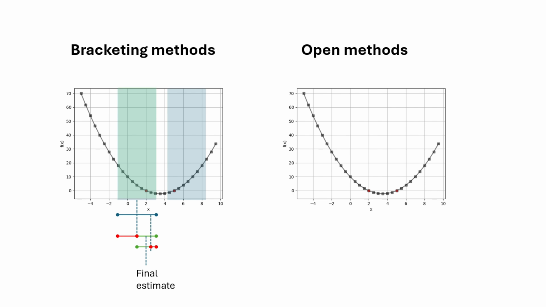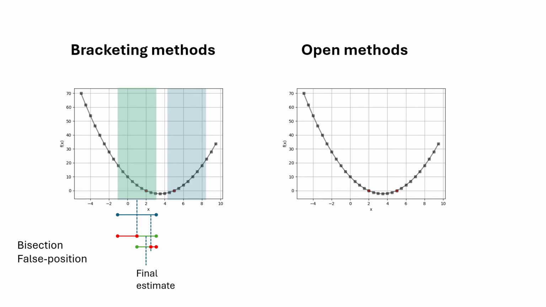Examples of bracketing methods include bisection and the false position methods. Open methods, on the other hand, can involve one or more initial guesses, but these are not required to bracket the root. Open methods can therefore converge faster than the bracketing methods.